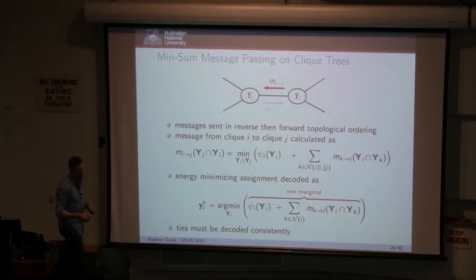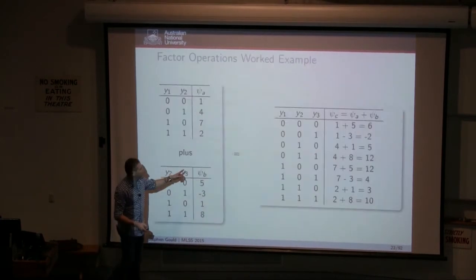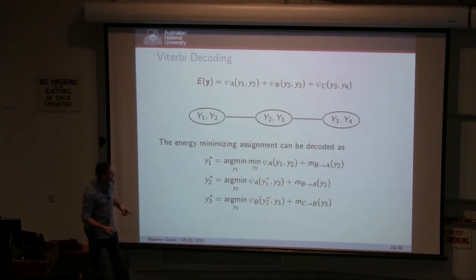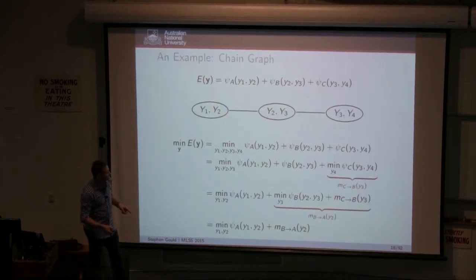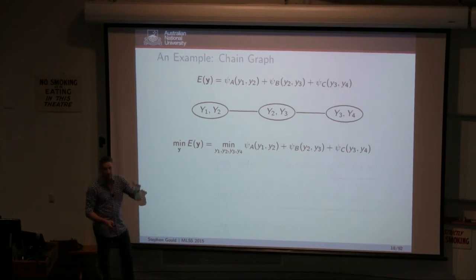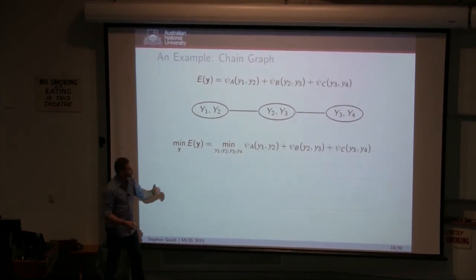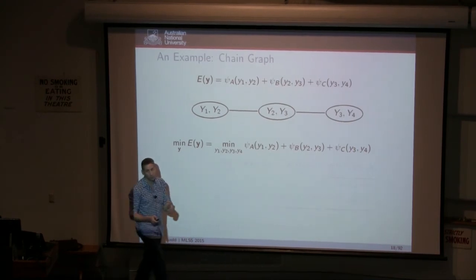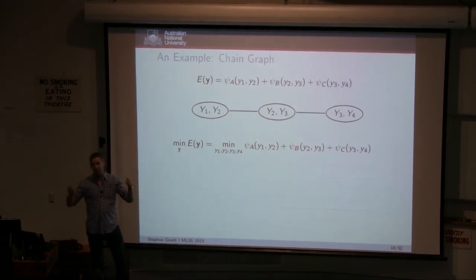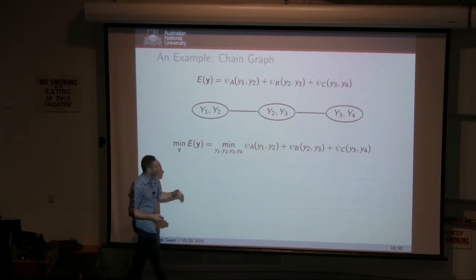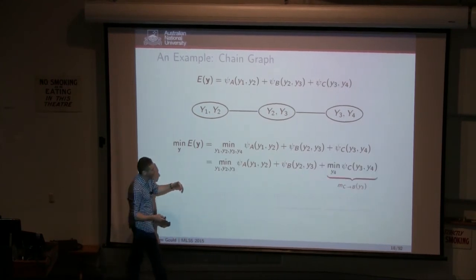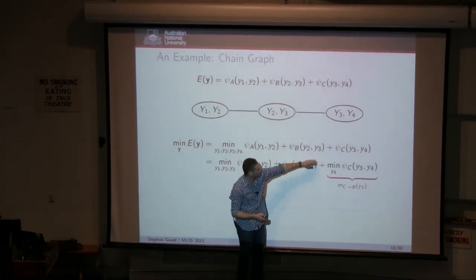Okay, so just so that everybody else can hear, the question was, when you're sending these messages, do you fix y1 and then send the message, or do you compute an entire table over all values for y1? And the answer is you compute the table. So in this case, instead of y1, let's look at y3.